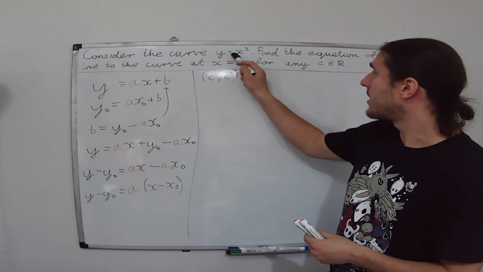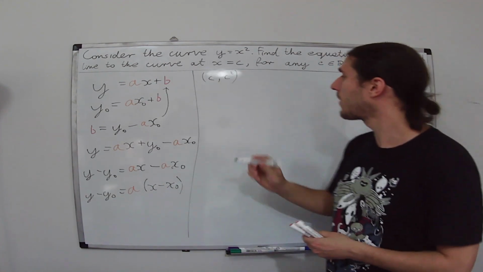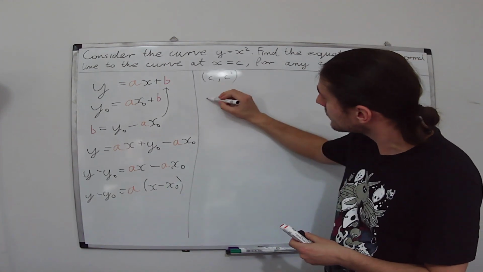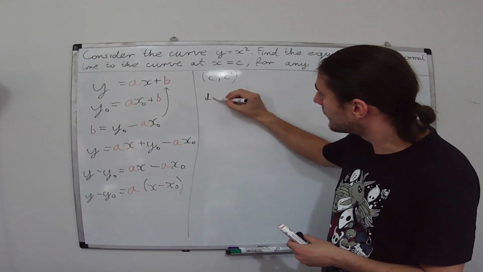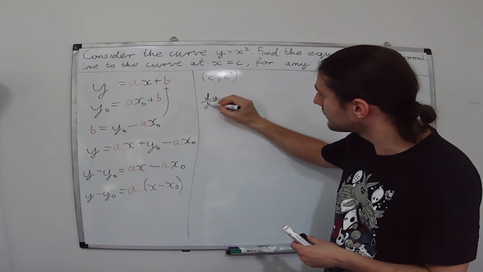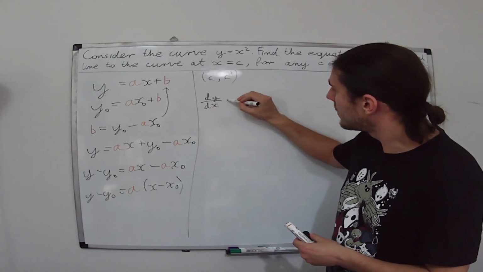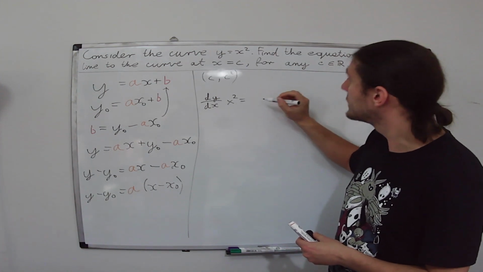So we know that our function is x squared, and what is the derivative of x squared? It is equal to 2x.